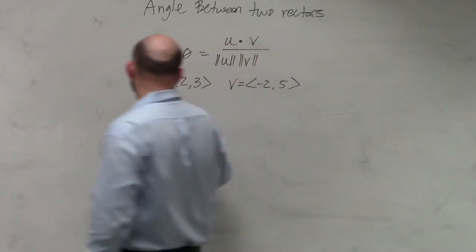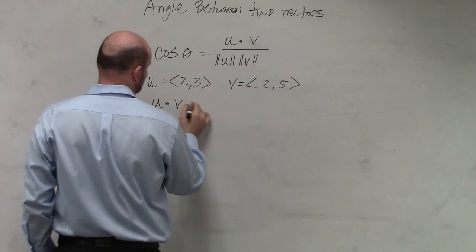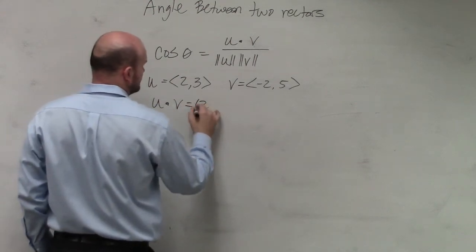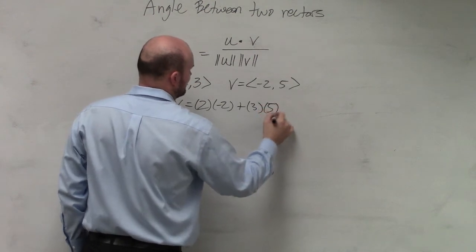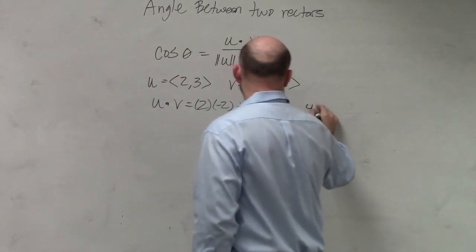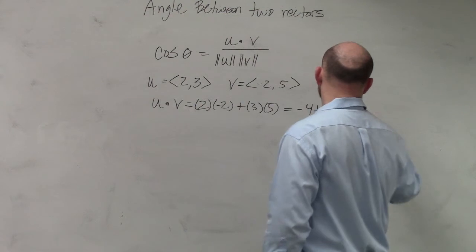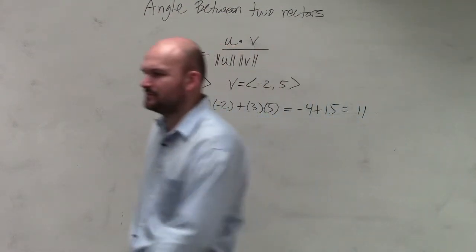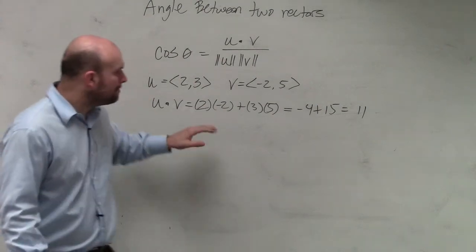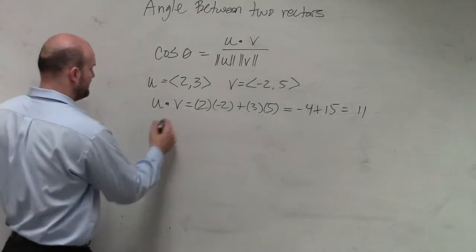So actually, I'll just do this up top. So u dot v is simply going to be 2 times -2 plus 3 times 5, which is equal to -4 plus 15, which is equal to 11. Once you do the dot product plenty of times, you'll get the hang of it.